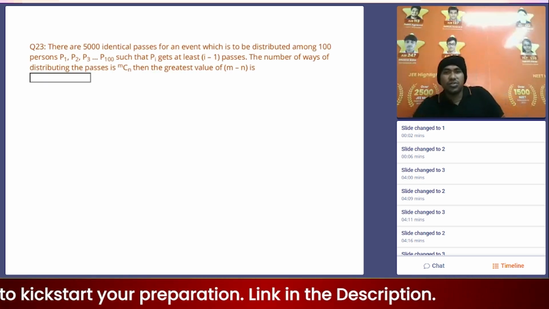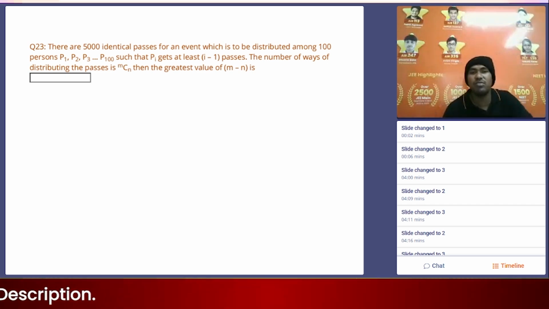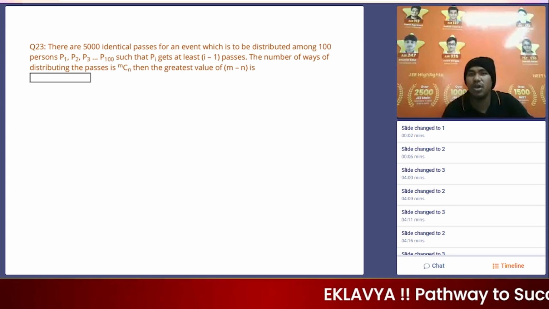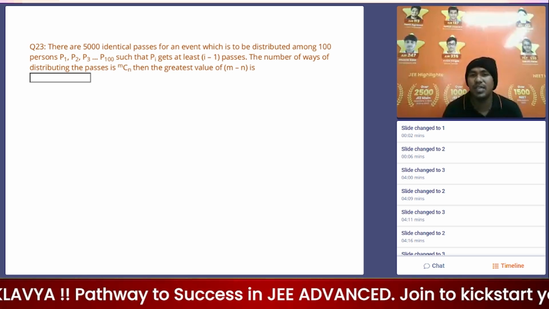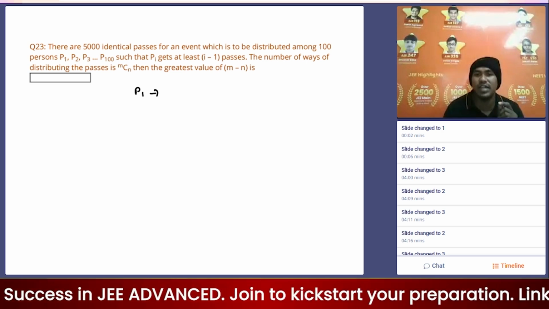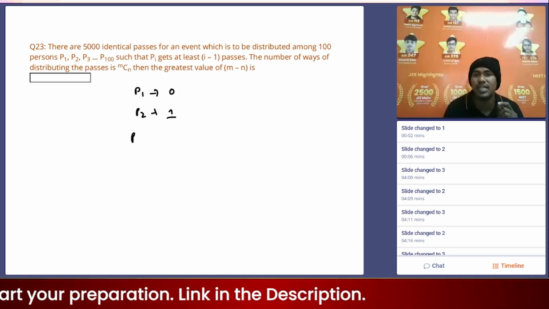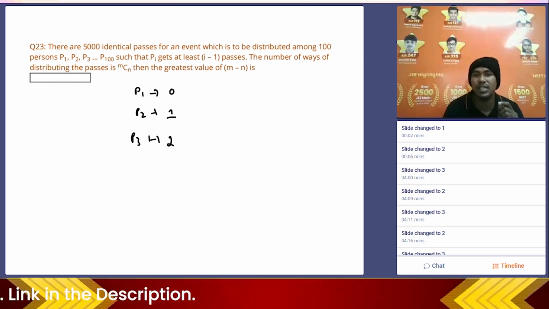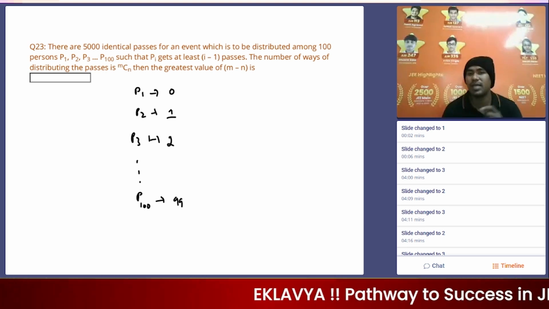Yes, the answer is 27. And this is a very simple, direct question. There are 5,000 identical passes for an event which are to be distributed among 100 persons, such that Pi gets, that means first person P1 gets how many? i minus 1 passes, that means 0 passes. P2 is getting 1 pass, and P3 is getting 2 passes, and so on. P100 will get 99 passes, right?